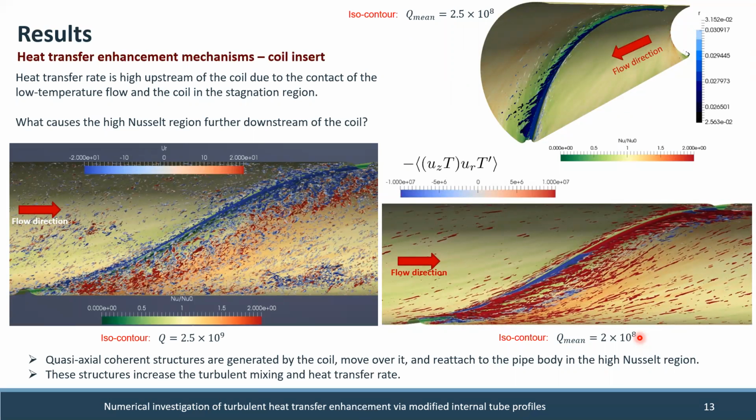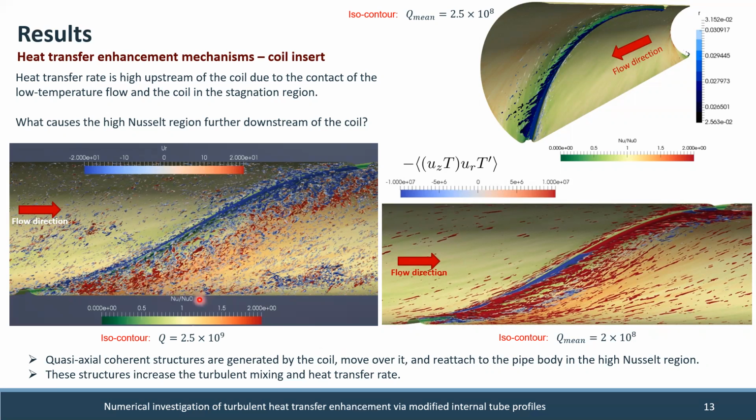Now the question that we have is why we have these regions of high and low heat transfer rate. For example, for the coil case, we know that it's expected that the heat transfer rate is high upstream of the coil, at the crest of the coil, due to the contact of low temperature flow and the coil in the stagnation region. But what's the reason that we have this high region downstream of the coils?